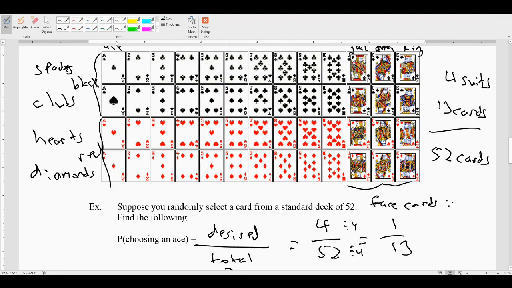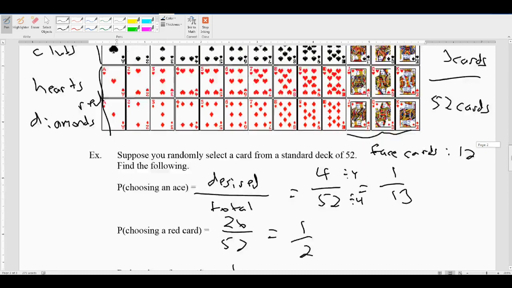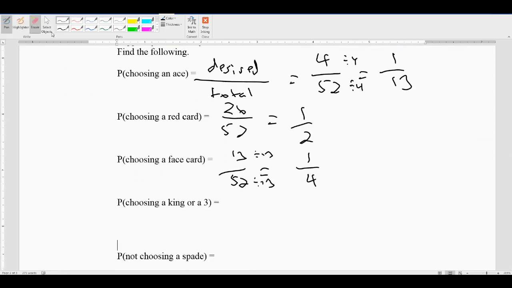There's 12 face cards. 3, 6, 9, 12. Which makes it even better. Hopefully you saw that and you already fixed it before I did. So there's 12 face cards out of 52.